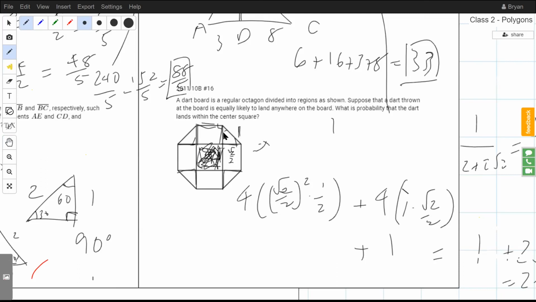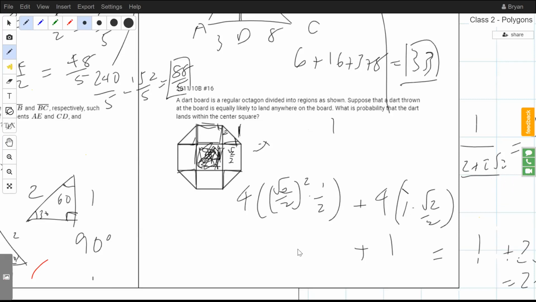We're given this is a square, so this is also 90 degrees, which means these angles are all 45. So we know the ratio of a 45, 45, 90 right triangle is going to be 1, 1, root 2. Since the hypotenuse is 1, each of the legs is going to be 1 divided by the square root of 2, which is root 2 over 2. Then we can find the area of each triangle and rectangle individually, find the area of the square, add them all up, and divide by the area of the octagon. That's basically it.